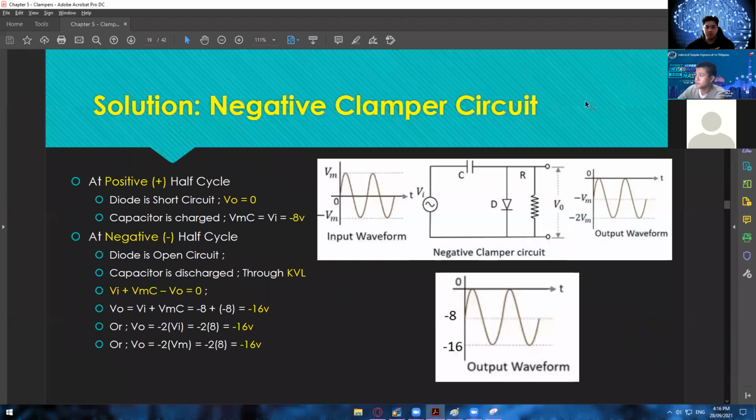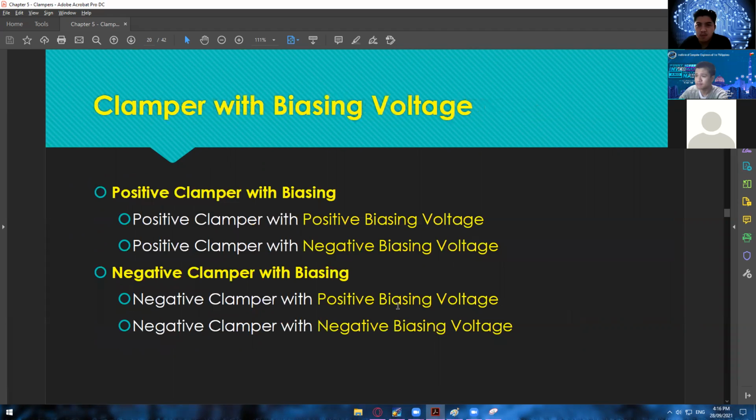Alright, so, any questions so far or clarification up to this point? Before we proceed to, I think this is the last example. Yeah, and then we will now proceed to clamper with biasing voltage. So any question or clarification? And if none, just give me thumbs up just to let me know that you guys are good for the first two, since those two are literally a bonus.